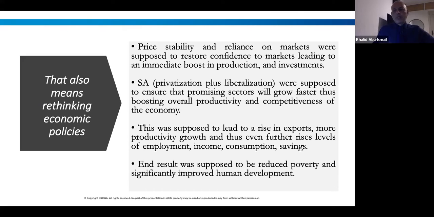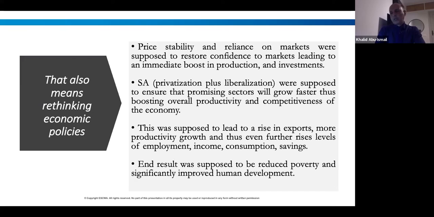Let's just recap what these policies were intended to deliver on. Well, to start off, obviously, when a country gets into economic trouble, stabilization and price stability are very important, and correcting the prices becomes the important first step. And then you move into privatization, liberalization, structural adjustments that are supposed to bring back the promising sectors with high growth rates and boost your productivity and competitiveness.